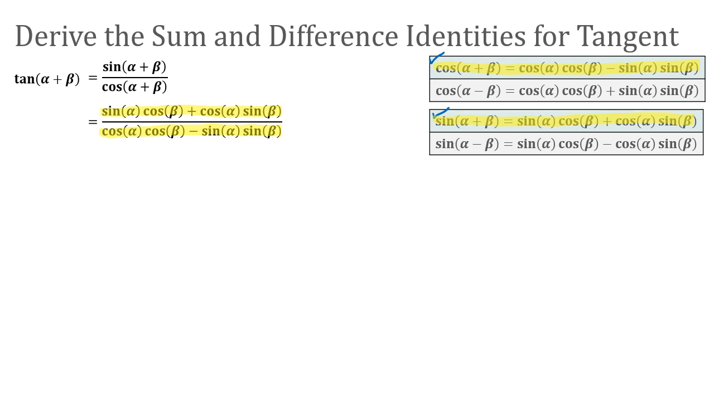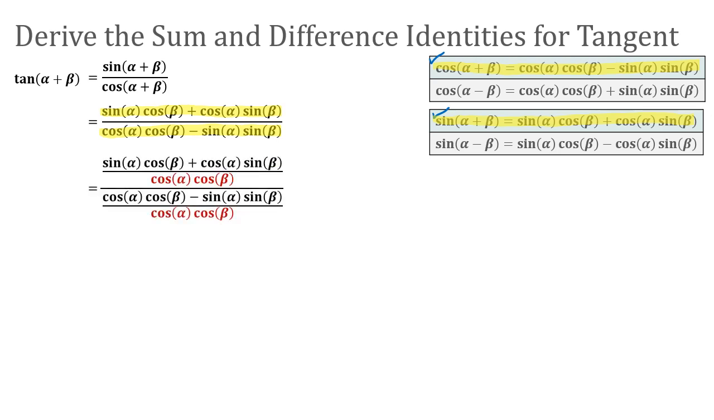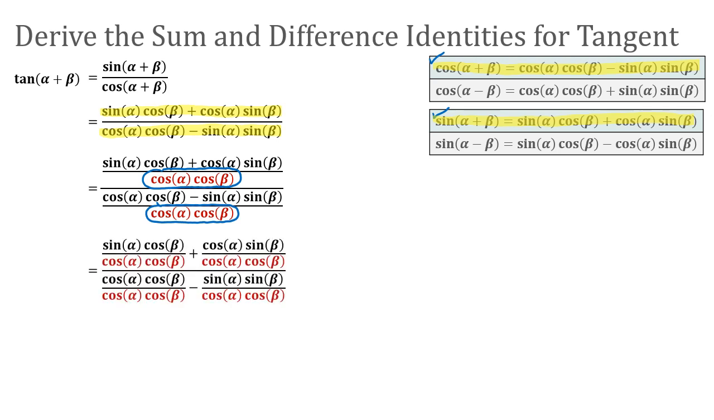Now, sometimes in proofs, some weird things happen, and this may be one of those cases, but I think you'll see why I'm doing this in a minute. I'm going to take the numerator and the denominator, and I'm going to divide both of those by the cosine of alpha times the cosine of beta. In red, we see that we are dividing those into both the numerator and the denominator. Now, why would I want to do that? Well, let me show you what happens.